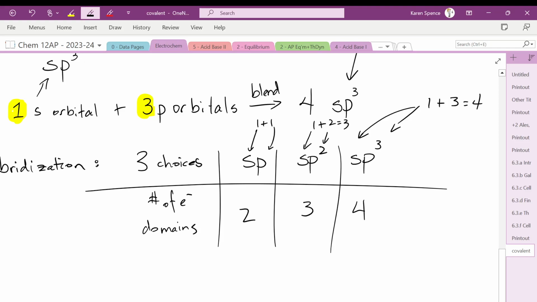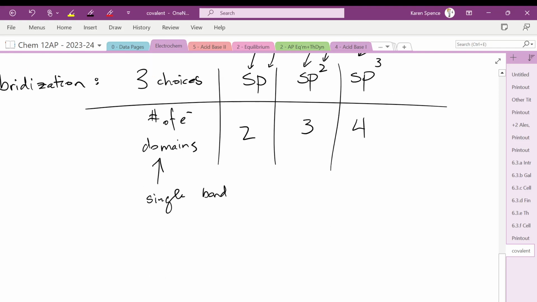And electron domains can be a bond. It can be a single bond. It can be a double bond. A double bond is 1 electron domain. It can be a triple bond, or it can be a lone pair. We don't get quadruple bonds because it's very unstable to have that many electrons in the space between the 2 atoms.